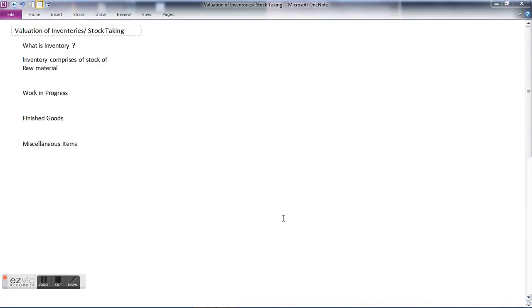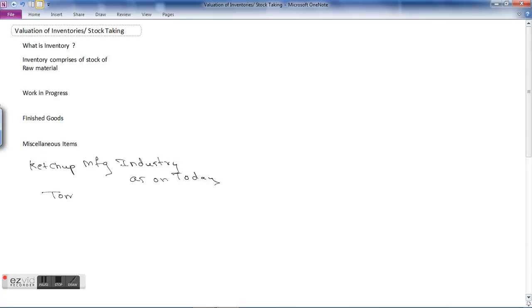Okay, so now let us take an example here. Suppose you have a ketchup manufacturing industry. Usually when you say stock or inventory, it is as on a particular date. Say as on today, you will have some tomatoes, then spices, correct, as a stock in your factory. All these are raw materials.